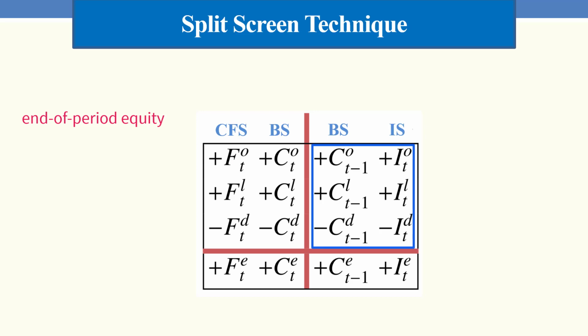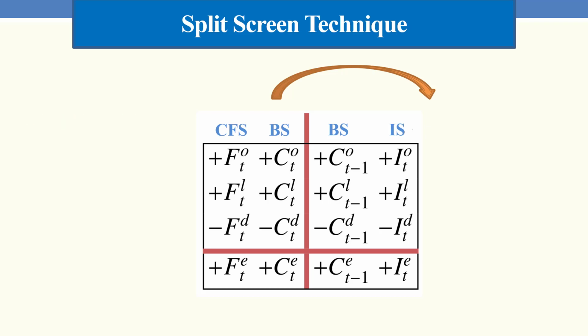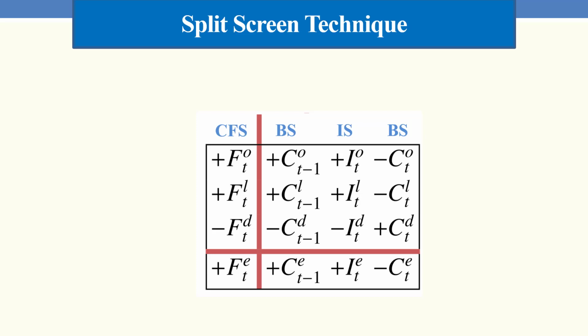And analogously, we can conceptualize the end of period equity as composed of 3 types of cash flows, operating, non-operating, and debt cash flow, and 3 types of time t capital. Let's proceed and suppose we want to obtain the cash flow to equity. It suffices to move the second column rightward by changing signs. The result is this. This format describes the cash flow to equity.